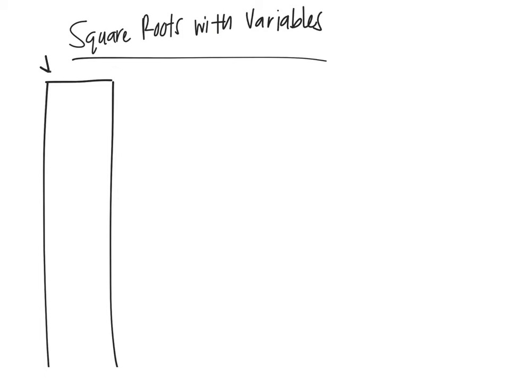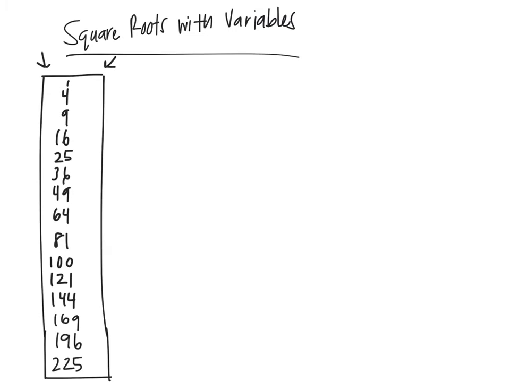In this box right here, I'd like you guys to write all of the perfect squares from 1 all the way up to 15 squared. Okay, so I'm going to start with 1 squared is 1, 2 squared is 4, 3 squared is 9, and I'm going to continue all the way up to 15 squared. So pause the video and finish that left-hand table for me.